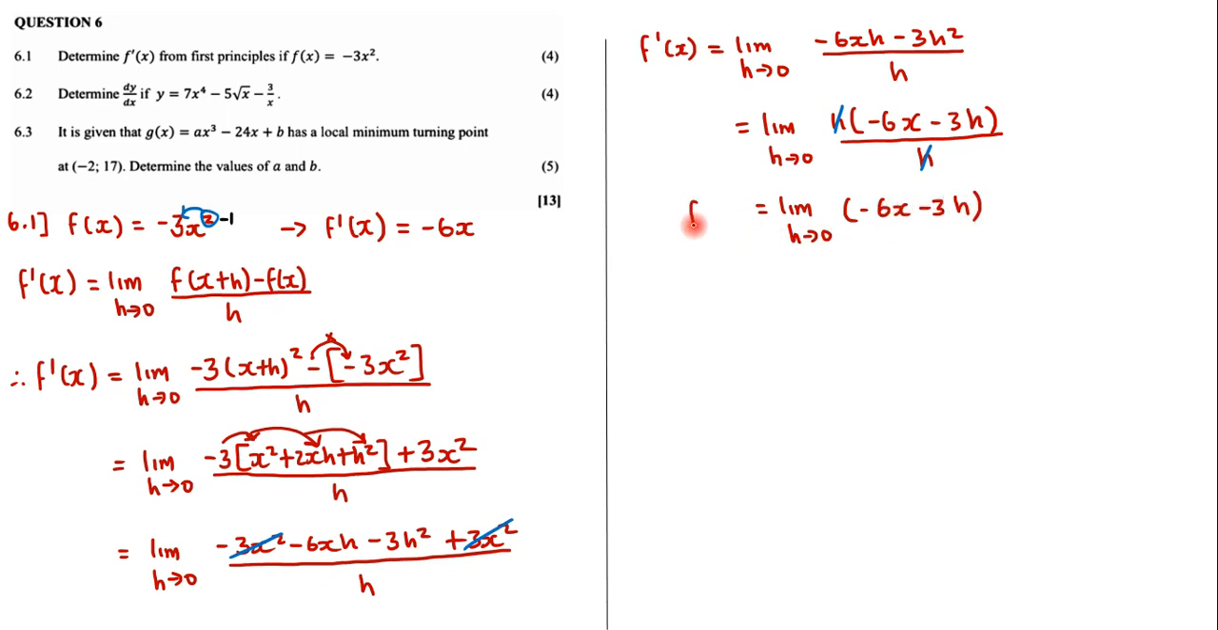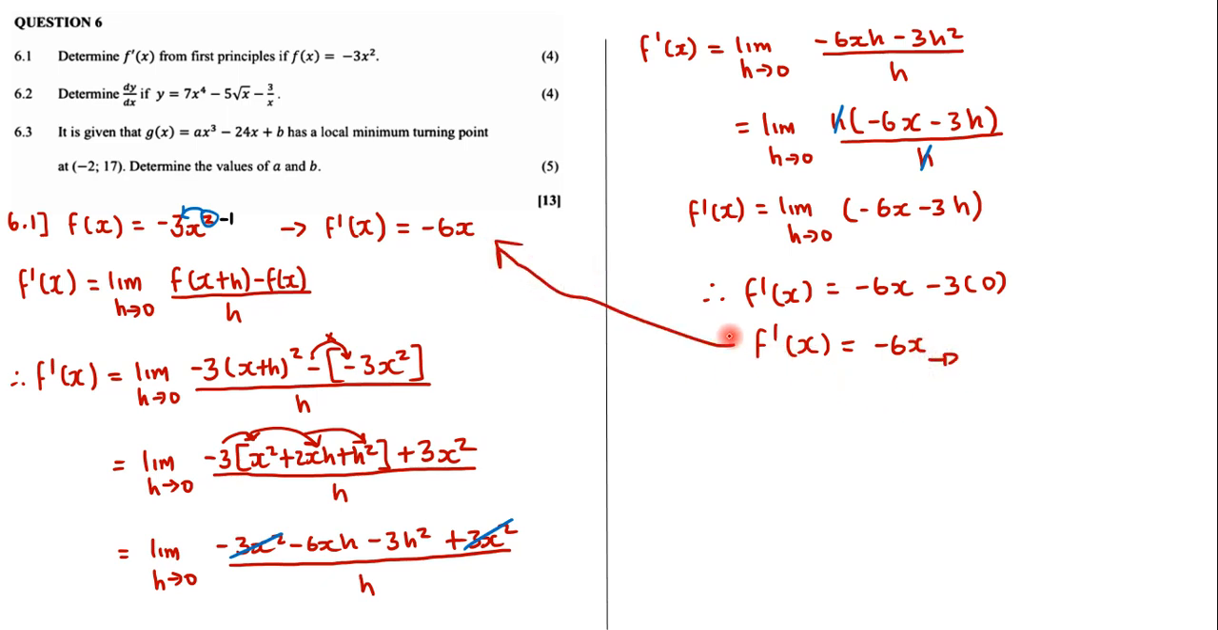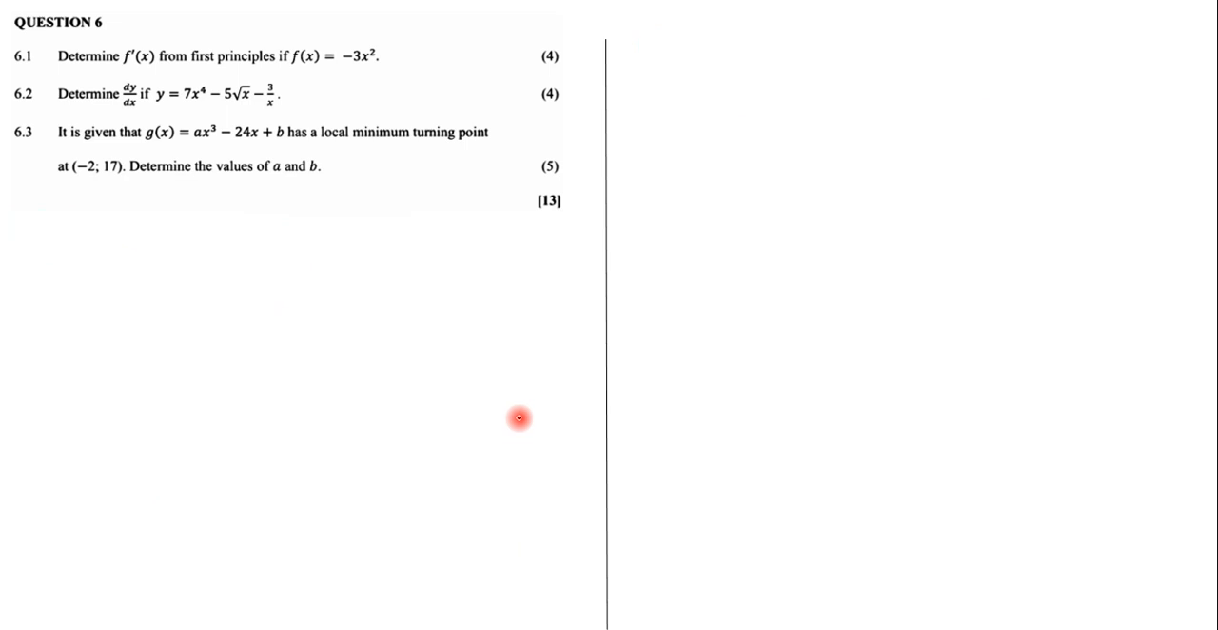Now that everything is simplified, I can substitute my h as 0. So this gives me minus 6x minus 3 into 0. And when I simplify this, this gives me f prime x is equal to minus 6x. Now notice that this is the same as that, and that is what makes me know that my answer is correct. Alright, so now let's go ahead and look into the second question.